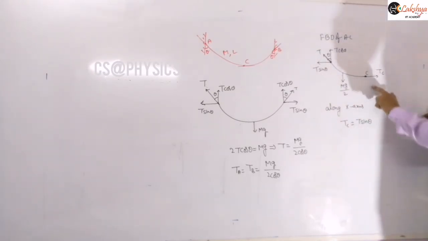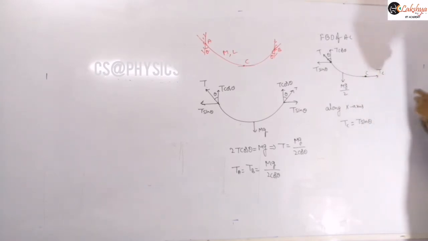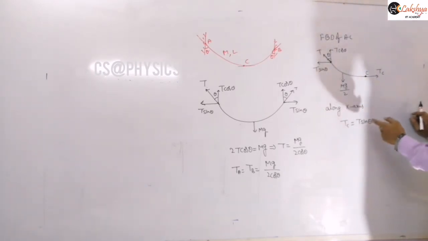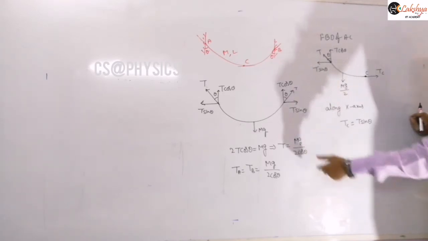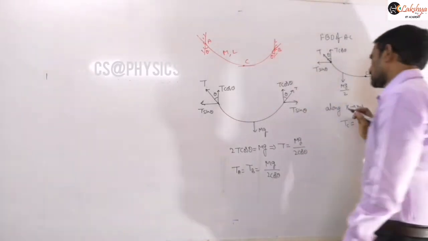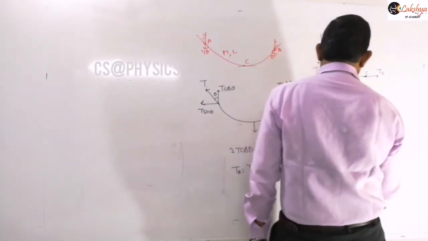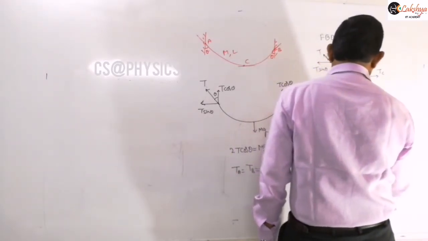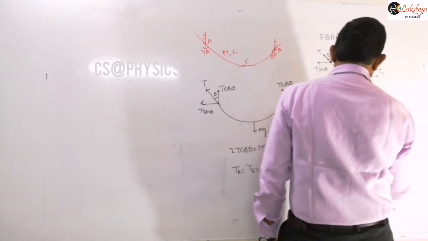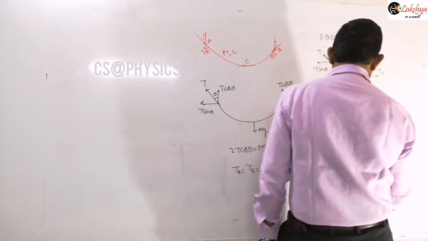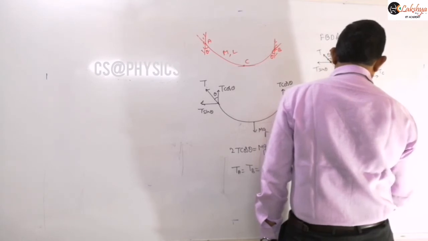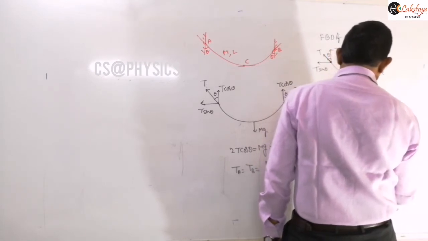Therefore, the tension at this point should be equal to T sin theta. And the T value you can calculate by substituting from this equation here. This is nothing but our T value, mg by 2 cos theta. So I can write Tc is equal to mg by 2 cos theta into sin theta. Therefore, the tension at that point 2 will be equal to mg by 2 into tan theta.